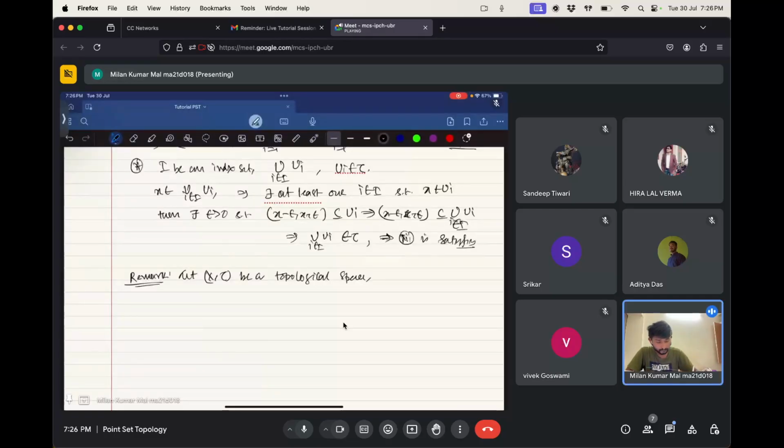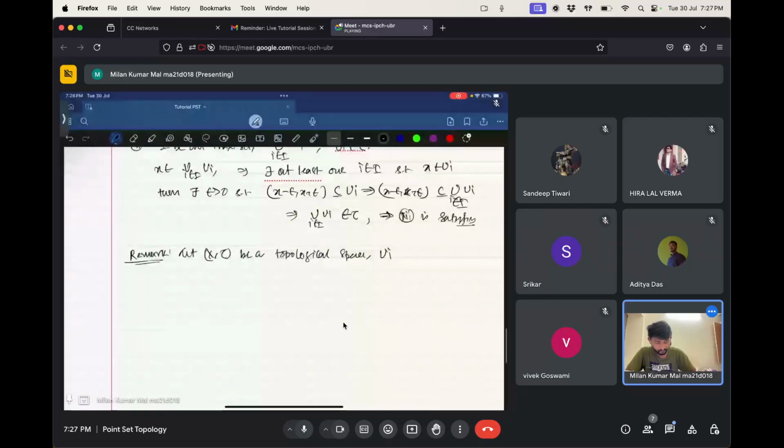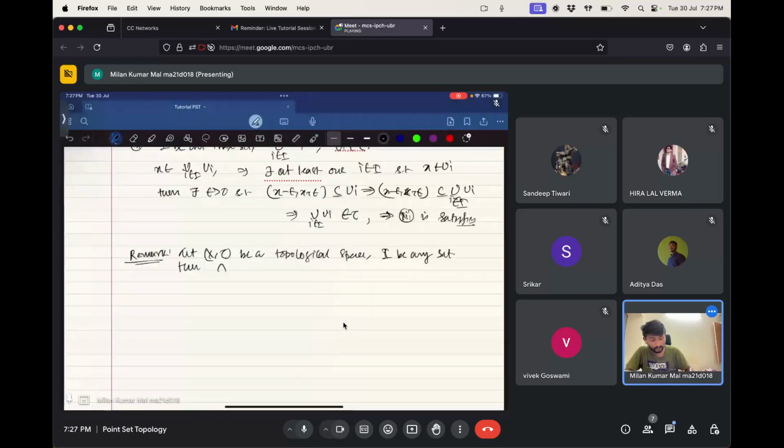Let (X, tau) be a topological space, and let U_i, i belongs to I, be any set, and i belongs to I, then the intersection of U_i need not be an element of tau, provided.